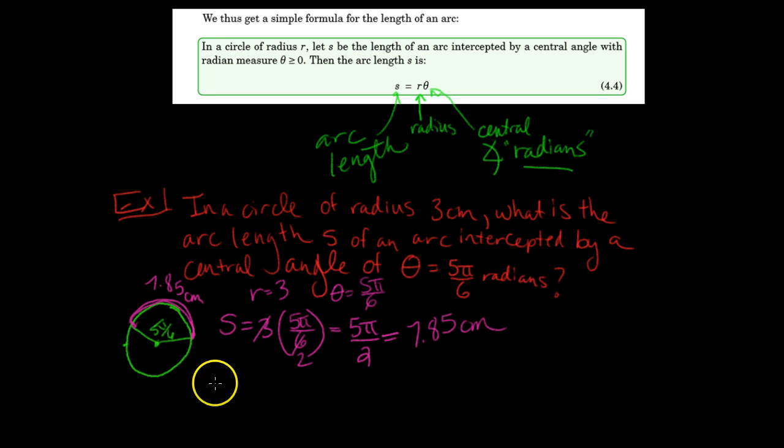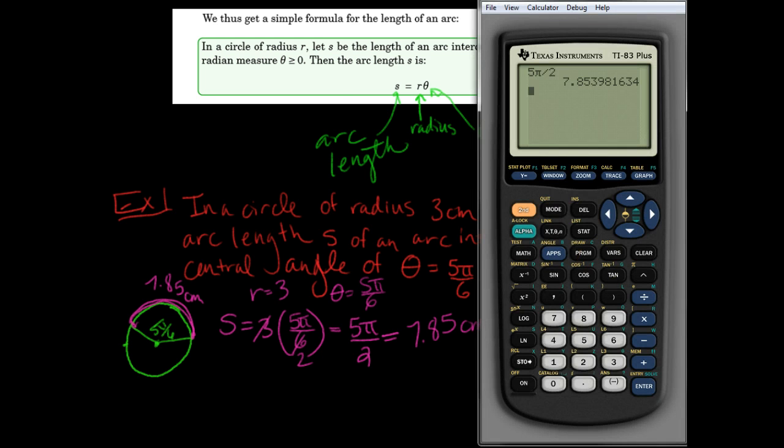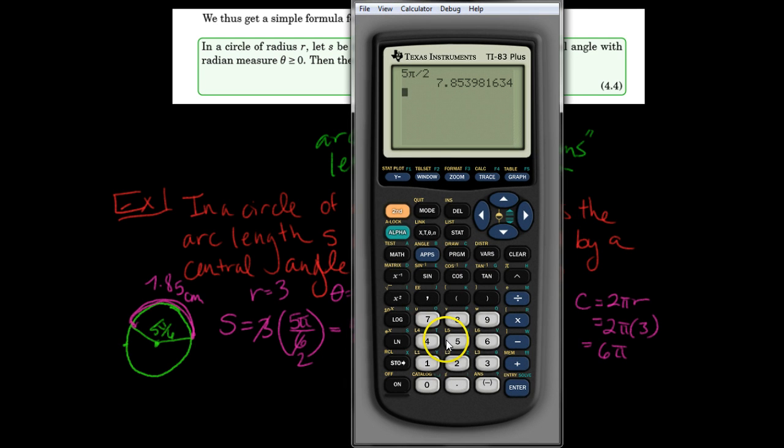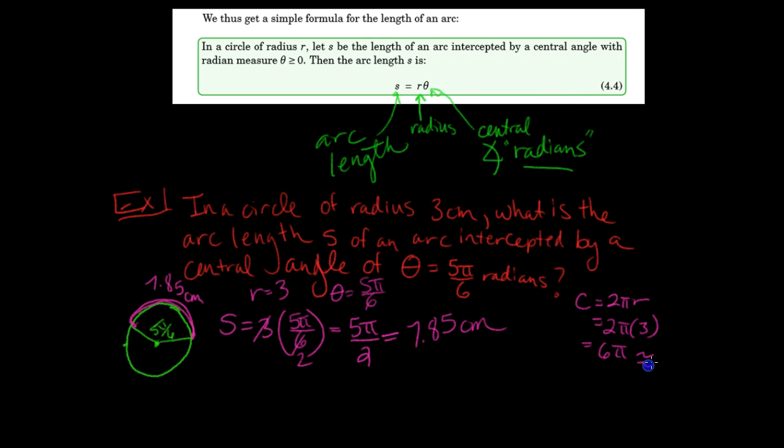Now think about, just as a little aside, what is the circumference of this? If you recall, the circumference of the circle is 2 pi r. So it's 2 pi times the radius, which is 3. That is 6 times pi. If we calculate that, 6 times pi is 18.849, so we'll just say 18.85, which is approximately 18.85 centimeters.